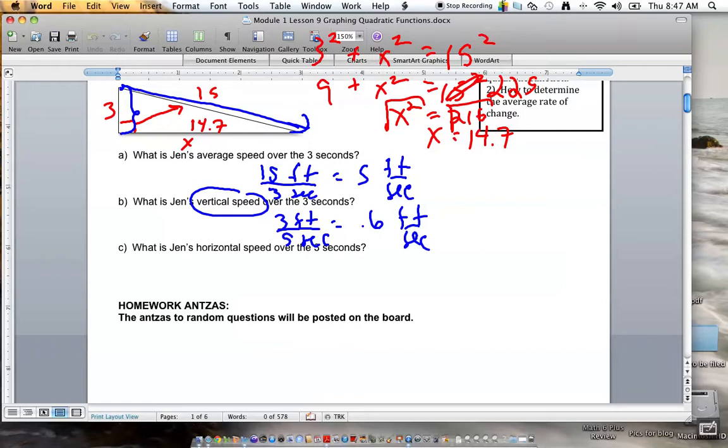This is the kind of thing John would have instinctively known in kindergarten. And you and I process it in 8th grade. Next, horizontal speed. How do you think I do the horizontal speed?